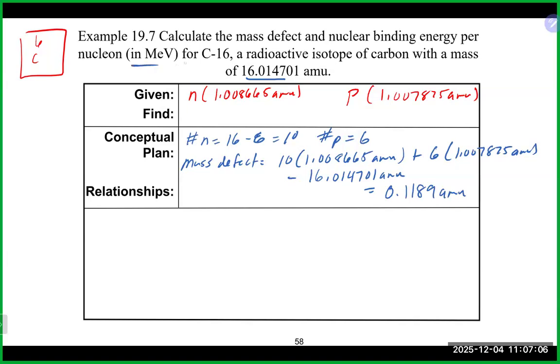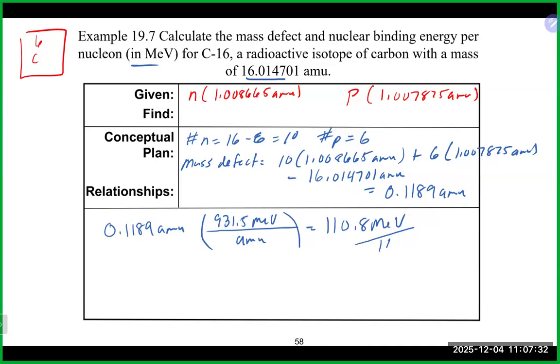Again, in this case, we are looking for mega electron volts, so we could probably just go with 0.1189 AMU. If you don't want to use Einstein's equation, you can use that conversion of 931.5 mega electron volts per AMU. And if we take that and times it by that, it can give us about 110.8 mega electron volts. We could divide it by our nucleons, which is really our mass number, which is 16 in this case. And that will get us something like 6.922 mega electron volts per nucleon.